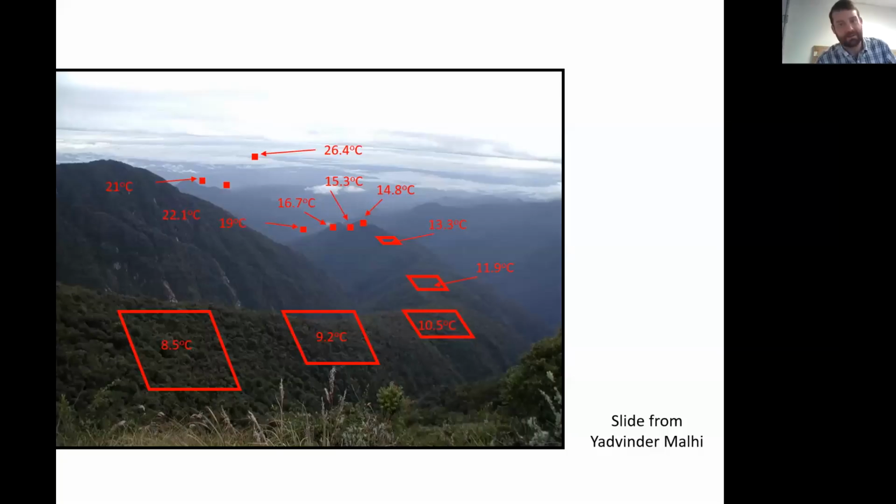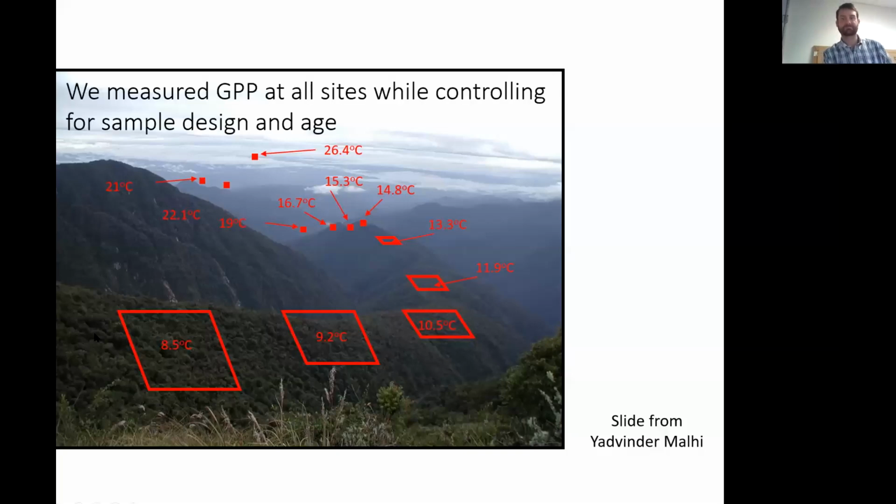Temperature gradient right across this elevation gradient. And so we were interested then. This is a study led by Brian Enquist along the gradient. We were interested then in how does primary production, or GPP, vary along this large air temperature gradient. And so what we did that was rather unique in this study is we went to each of these sites and measured GPP using consistent methodology.